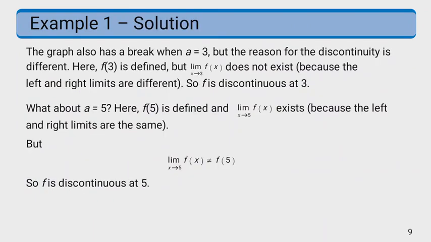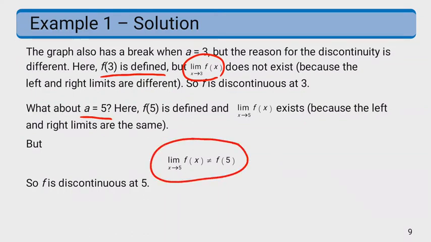And these are the reasons which we just defined. You can see we said f of 3 is defined, but the limit does not exist because the sided limits are not the same. And at x equal to 5, we also said the limit of f of x as x approaches 5 is different from the value of the function at x equal to 5. So those are the reasons why the function is discontinuous at these points.